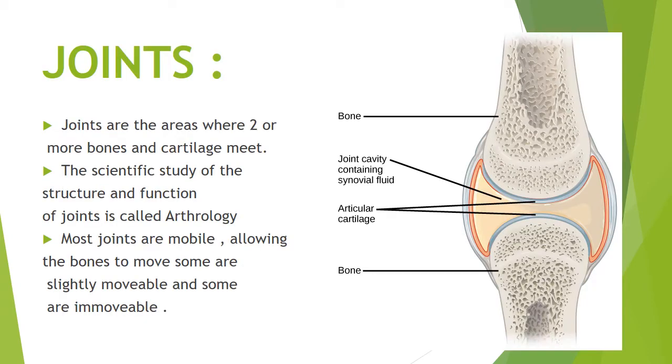Okay students, joints. What is a joint? Basically the junction between two bones is called a joint, or we can say the point at which bones link together or connect to each other is called a joint. A joint is also known as an articulation, a place where two bones or two cartilages come together. The scientific study of the structure and function of joints is called arthrology.